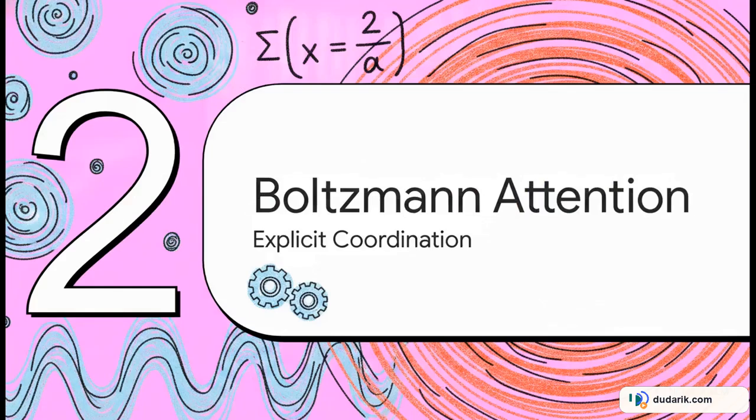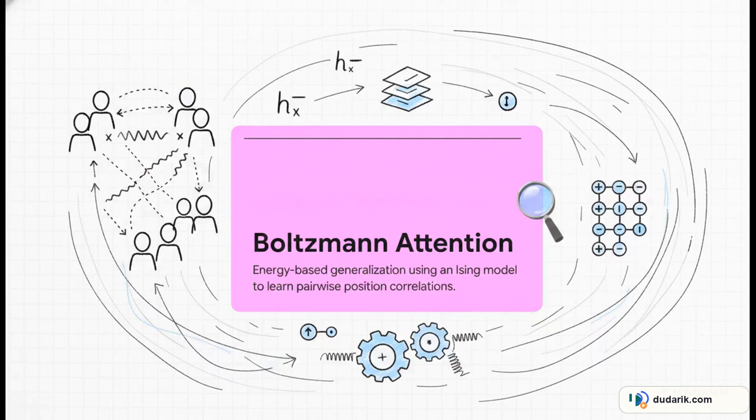Which leads us to Part 2. Enter Boltzmann attention, explicit coordination. This is the physics-inspired solution introduced in arXiv paper 2606-12478. So, what exactly is Boltzmann attention? It's an energy-based generalization that just throws out softmax normalization entirely. Instead, it uses an interacting Ising model from statistical mechanics. Picture magnetic atoms snapping into alignment.